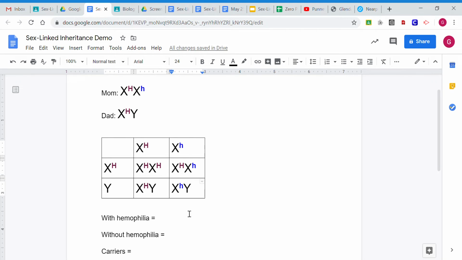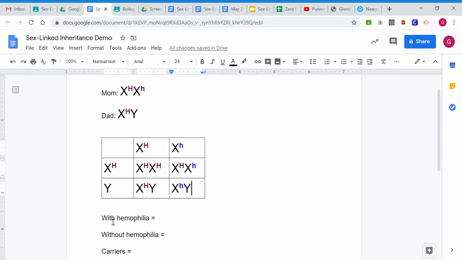Now we're going to talk about probabilities. So these guys right here, 1, 2, 3, 4, there's a total of 4 possible genetic combinations. These guys represent the zygotes, the offspring, the babies. We're going to talk about probabilities. We're using very simple math.